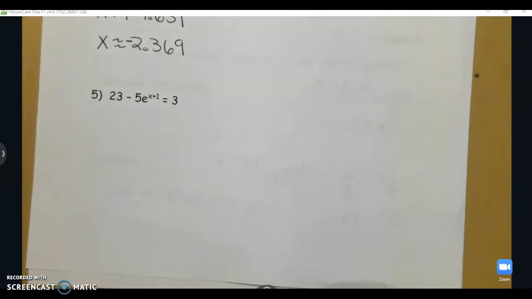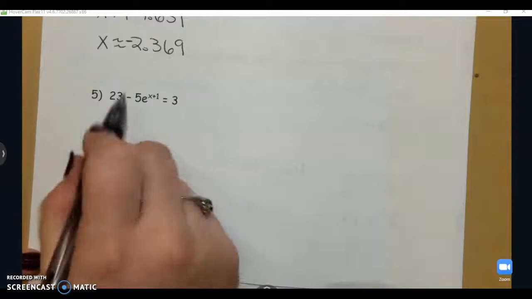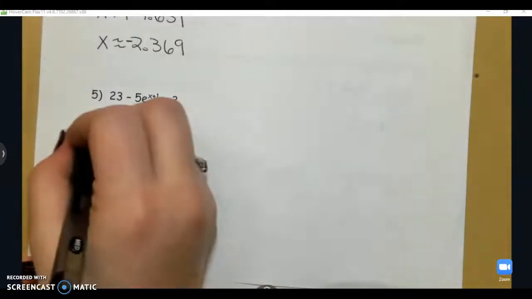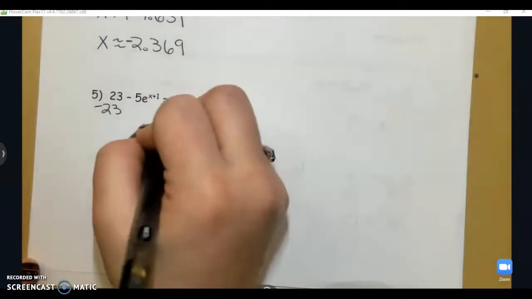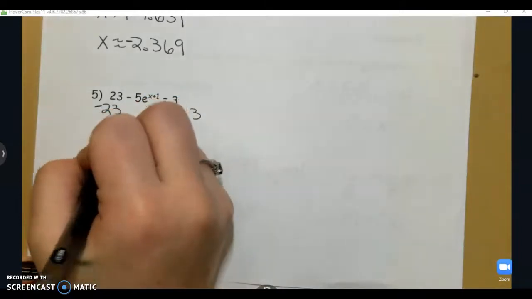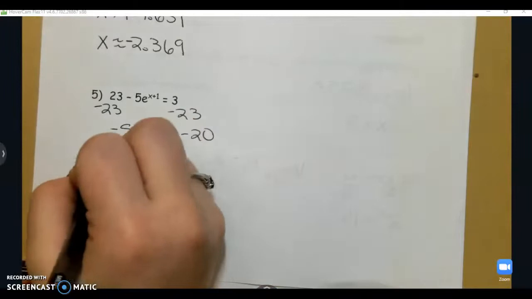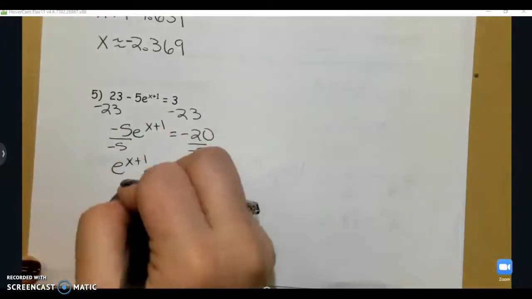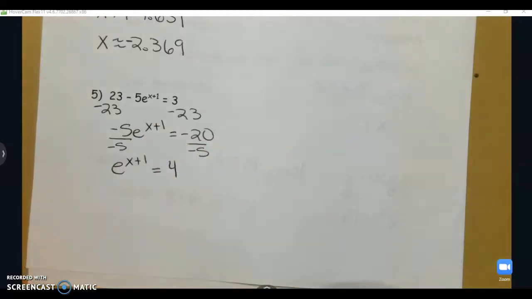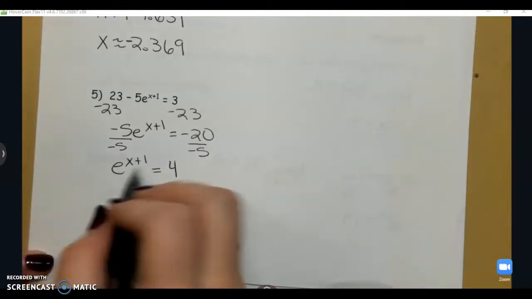All right, and on to 5. 23 minus 5 e to the x plus 1 is equal to 3. Again, I need to isolate my exponential, so we subtract 23 on both sides. So negative 5 e to the x plus 1 is equal to negative 20. And then I divide by negative 5. And e to the x plus 1 is equal to 4. Now what I'm going to do is write this in log form, just so you can, again, see both methods. And we are going to be using natural log here.